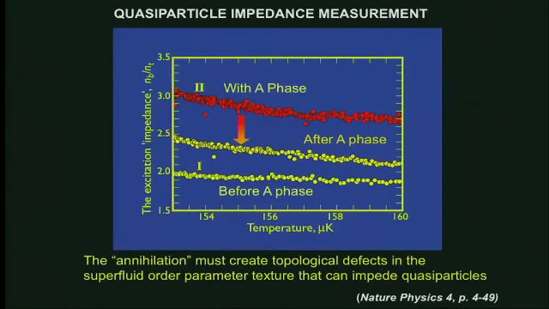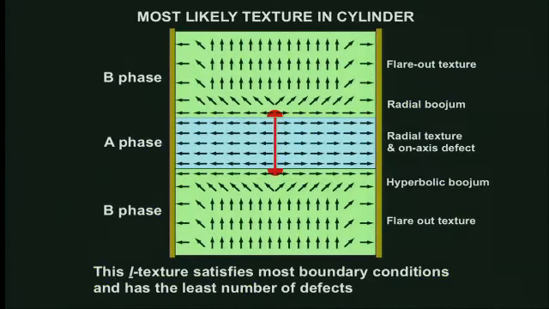So we posit that this annihilation must create topological defects that can impede the quasiparticles. Okay. So textures, to start with, are already very complicated. This is the nicest texture we think we can get in that cylinder before we start.